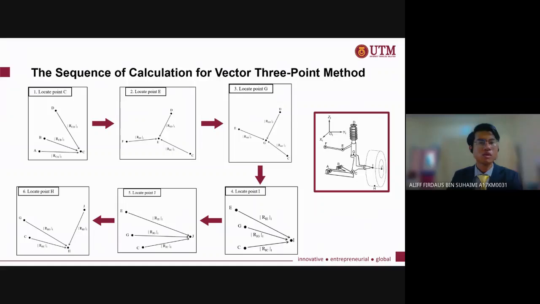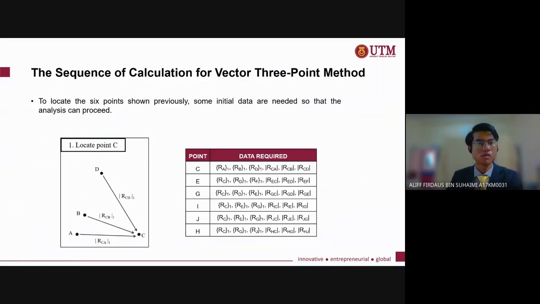So to conduct the vector 3-point method, there is a sequence of calculations that need to be followed, which are to locate the point C first, and then we locate point E, G, I, J, and lastly H. To locate the points, we are required to have this initial data, which is the position in the XYZ plane, and then the magnitude or the length between 2 points.